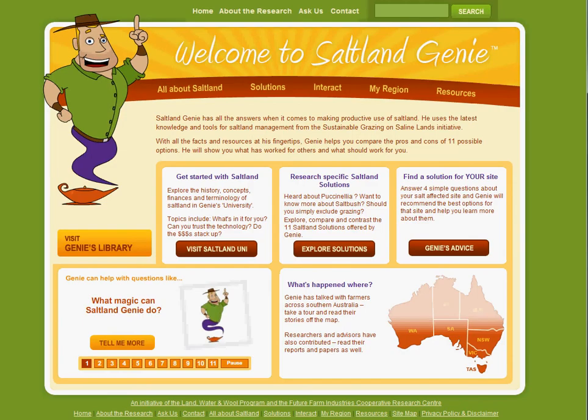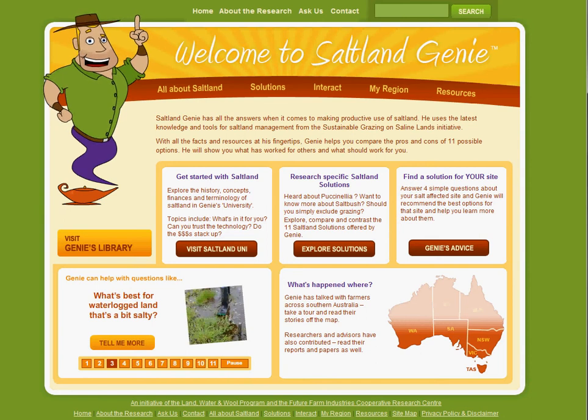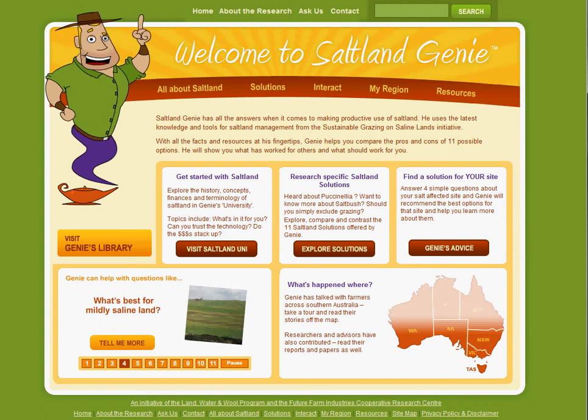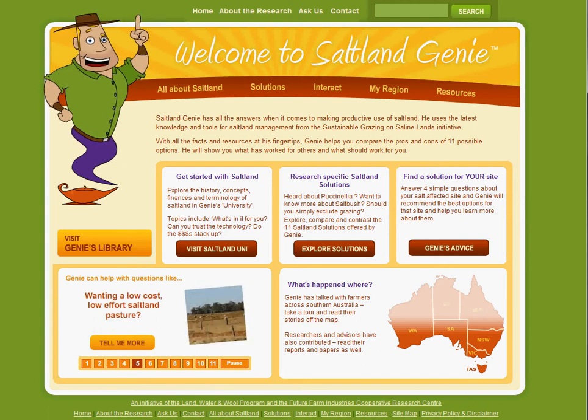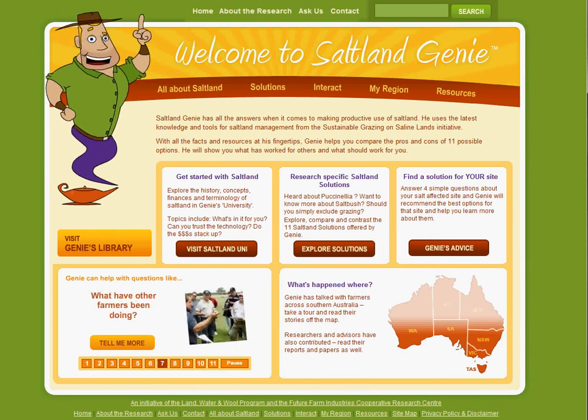This site that we've built is called the Saltland Genie, and to give you some background on this, as you may know, around Australia the saltland is causing a whole lot of issues in farms, generally connected with weather conditions and some overcropping, but basically saltland causes an issue because it renders the land unusable, and it needs to be resolved in some way.